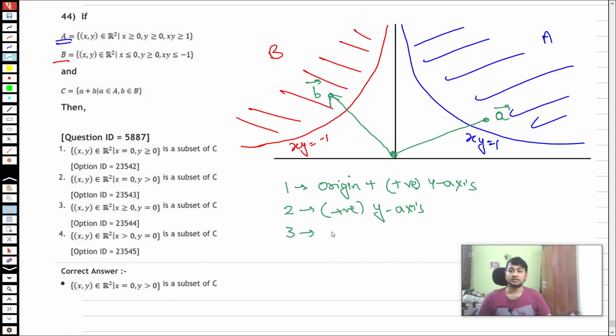Option 3 is y equals 0, x greater than or equal to 0. So this is origin plus positive x axis, and option 4 is just positive x axis.